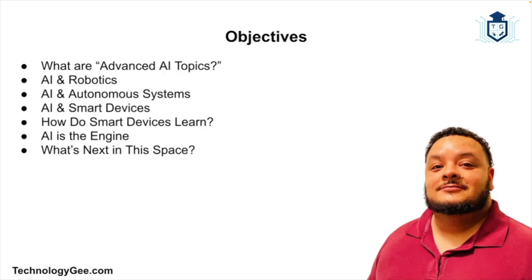And these aren't just futuristic toys anymore. They're real, they're powerful, and they're changing our world. So by the end of this video, you'll understand how AI is used in robotics, what makes a system autonomous, and how smart devices use AI to learn, adapt, and assist. And most importantly, you'll be able to see how all of these parts fit together in your everyday life.